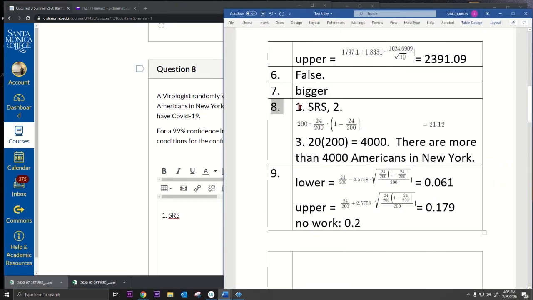So I have it here. Number 1, simple random sample. Number 2, you have to check that n times p times 1 minus p is greater than or equal to 10. It is, because it's 21.